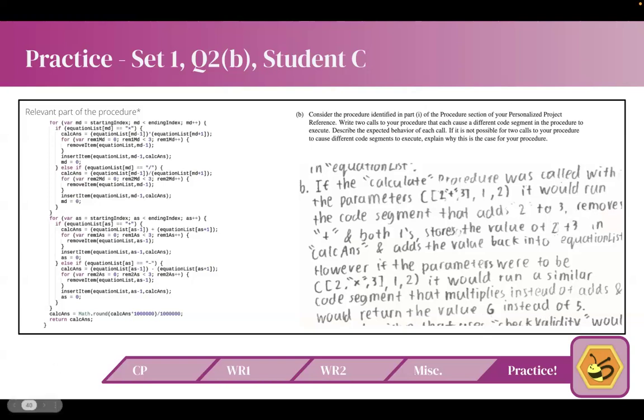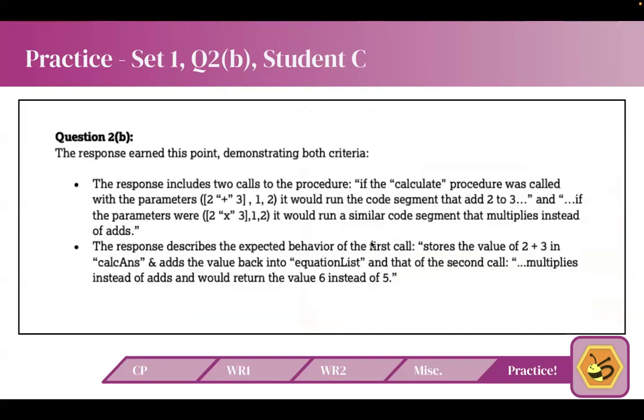So what do you guys think? Is this acceptable? Or would this earn the point? Yes, I agree. I also think it would earn the point. And the reason is because the two different parts of the procedure that are being executed are the multiplication section and the addition section, right? So these if statements here, if and if, are causing different segments to execute. Cool? And there's the answer.